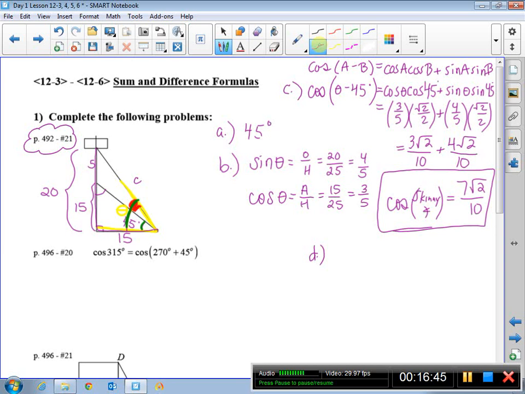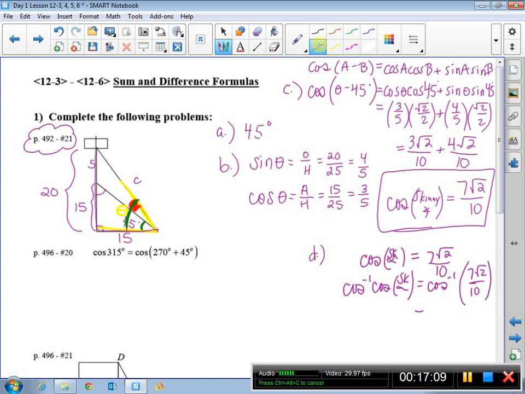You're not allowed to forget anything we did in any of the other chapters. If you know the cosine of some angle, I'll use alpha now, skinny alpha, is 7 radical 2 over 10, then you're going to cos inverse both sides. If you need that angle, cos inverse. The inverses get you the angles. And so that skinny angle is what? 8.13. Let's call it 8 degrees. Beautiful. You got it using your answer to part C.